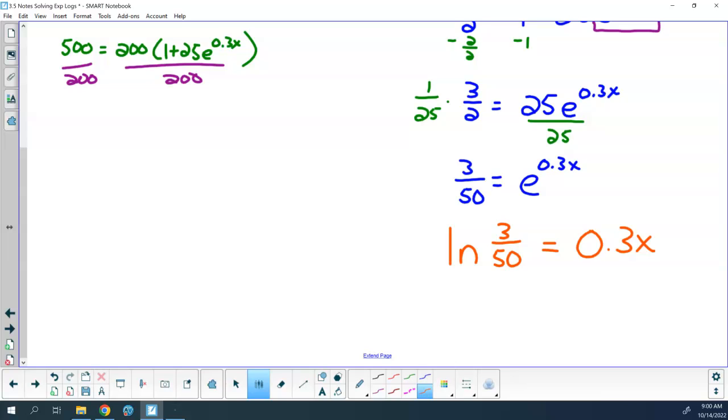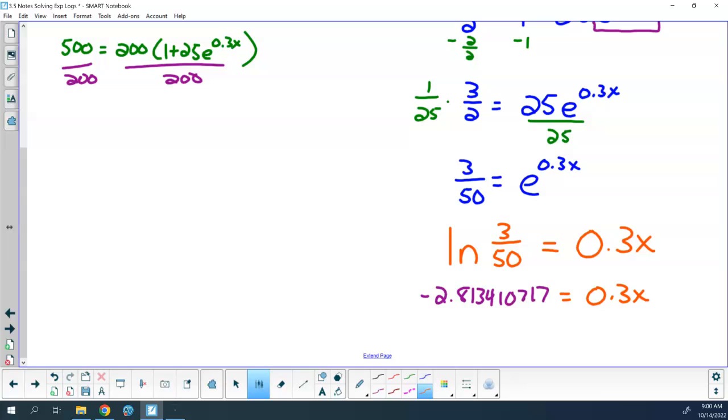So now we can go to our calculator, and we can say the natural log of 3 divided by 50 is, and on my calculator, I got negative 2.81341017. But I'm going to leave that on my calculator. I'm not going to touch it. I'll leave it on there.